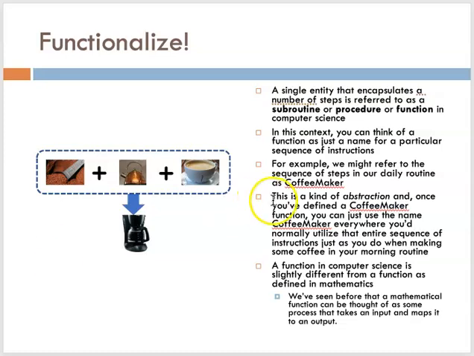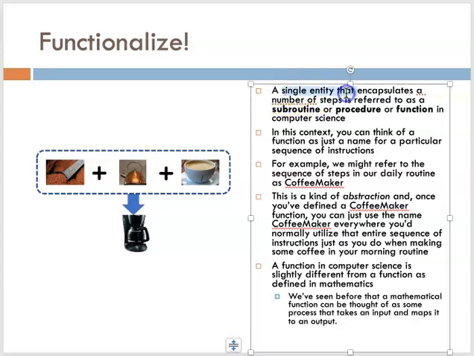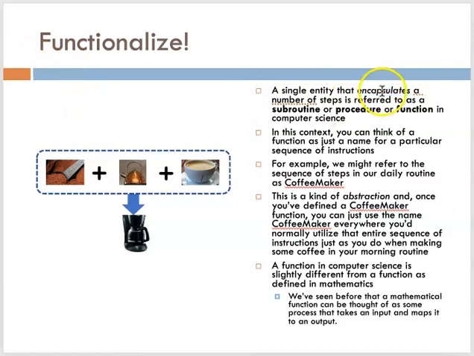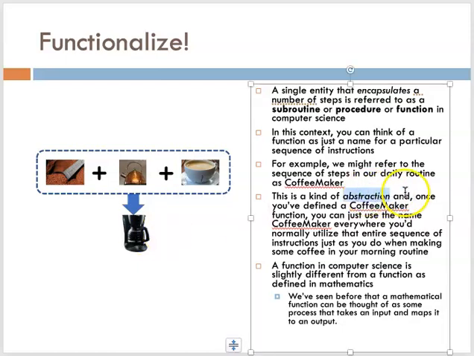So we can create a function for this, and that function can be represented as a coffee maker. So this single entity now encapsulates. This is another one of these keywords that we're going to see pop up, especially when we get to the object-oriented programming paradigm. So this single entity, the coffee maker, encapsulates or puts together a number of steps and is referred to as a subroutine or procedure or function in computer science. So for now, we can just think of the function as a name for a particular sequence of instructions that we have. Right, the sequence of instructions, for example, that we call coffee maker. This is also that idea of abstraction, another thing that's central to the object-oriented programming paradigm.